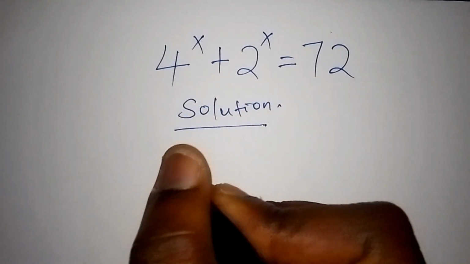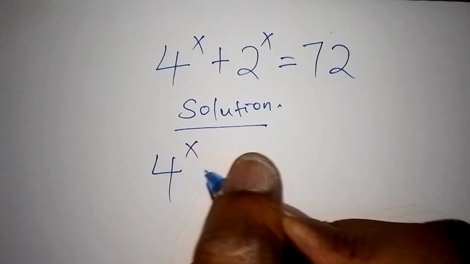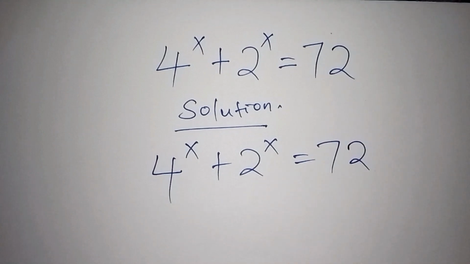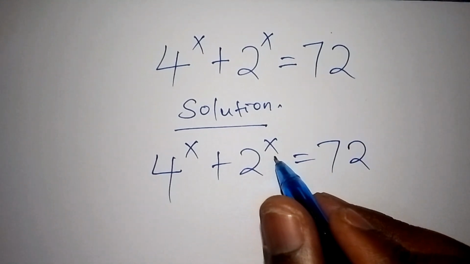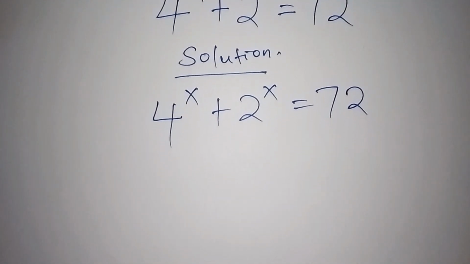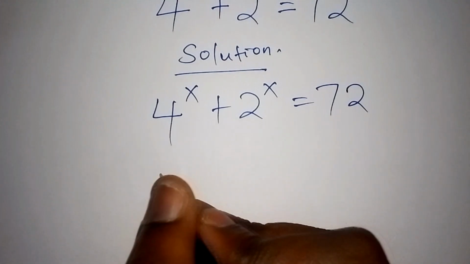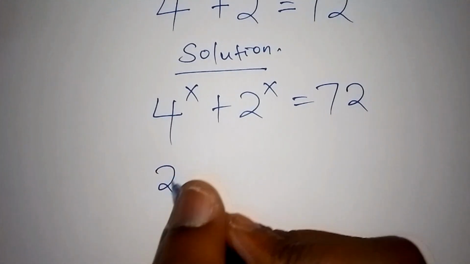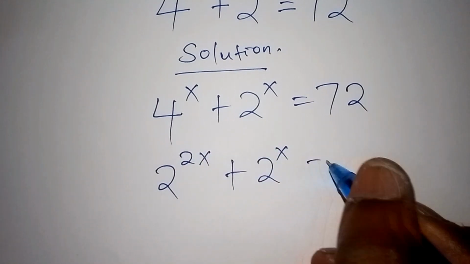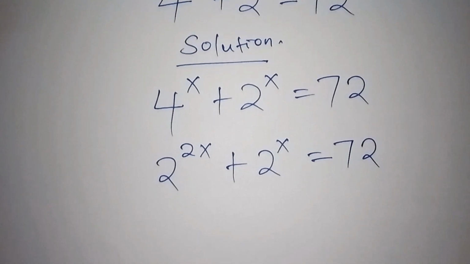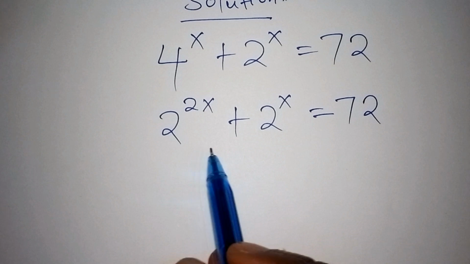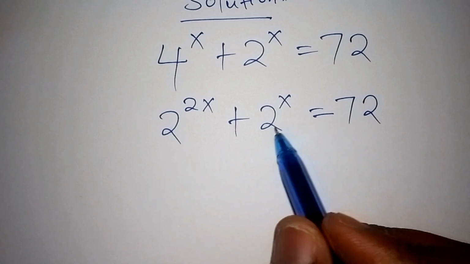So we have 4 to the power of x plus 2 to the power of x is equal to 72. The first thing we need to do is express 4 to the power of x in the form of 2 to the power of x. Because 2 multiplied by 2 is 4, we shall have 2 to the power of 2x plus 2 to the power of x is equal to 72. The next step is to check which number is common here. The common number is 2 to the power of x.